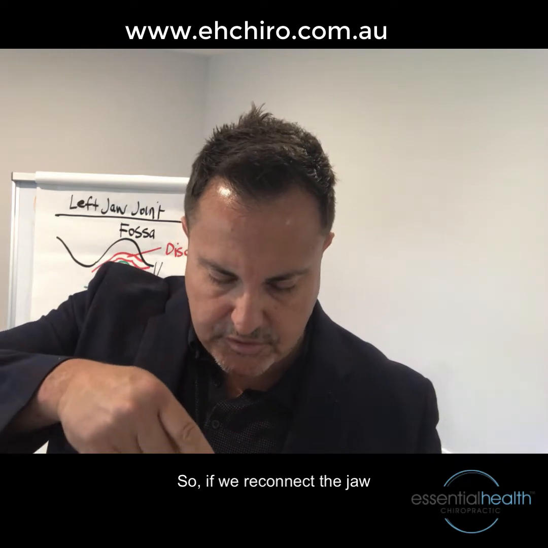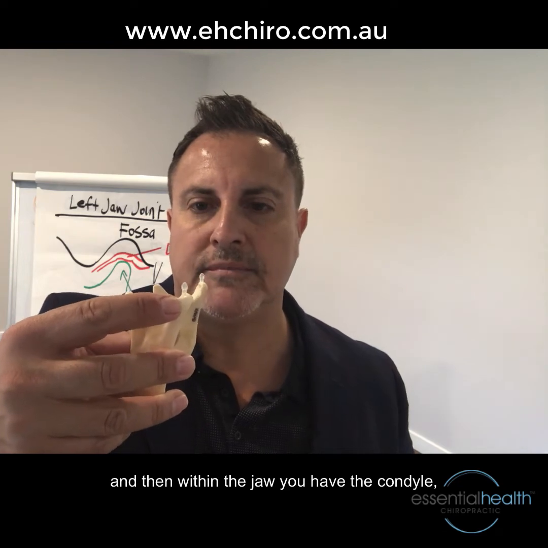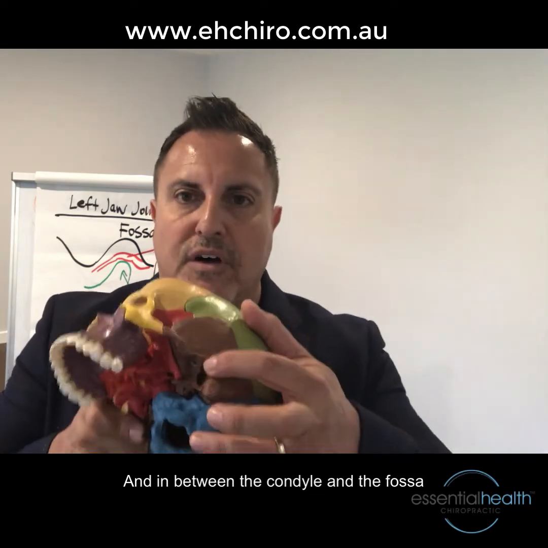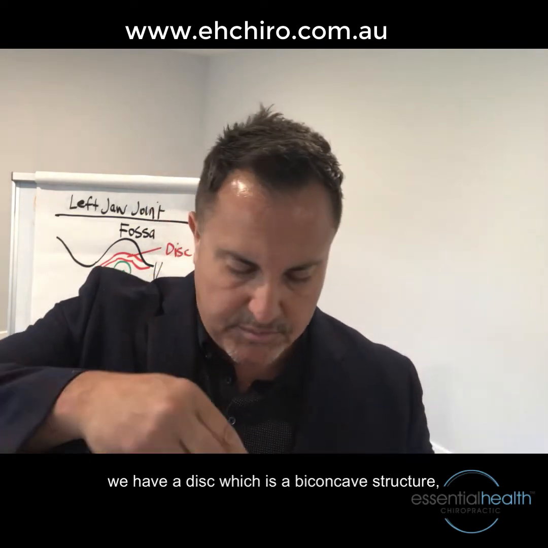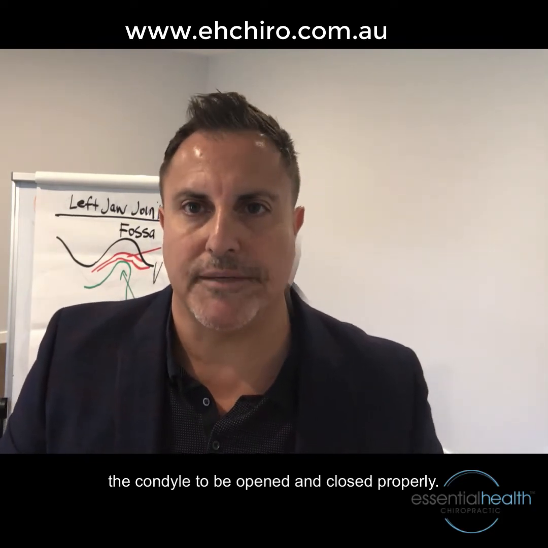So if we reconnect the jaw, within the jaw you have the condyle, which is the part of the bone, part of the jaw, that allows the jaw to be able to open and close. As we open, the jaw will rotate forward to about 25 millimeters, and then we get translation of a further 25 millimeters. And in between the condyle and the fossa, we have a disc, which is a biconcave structure, which allows the condyle to open and close properly.